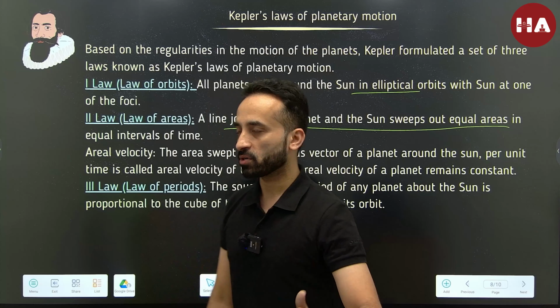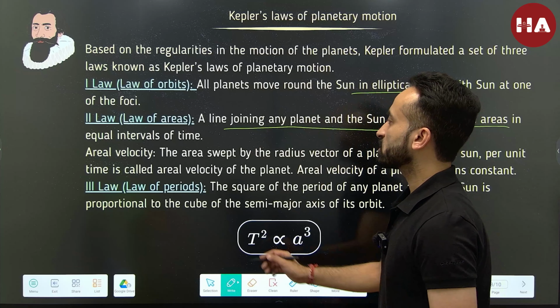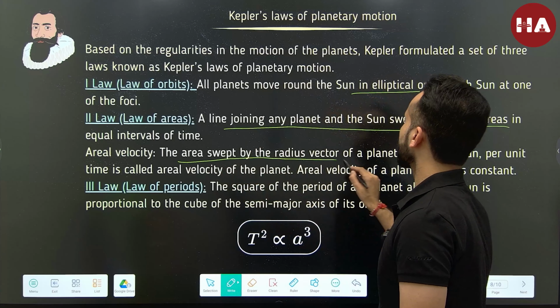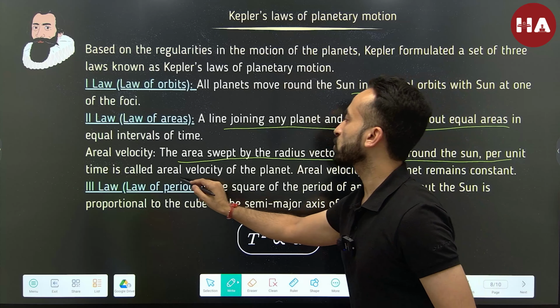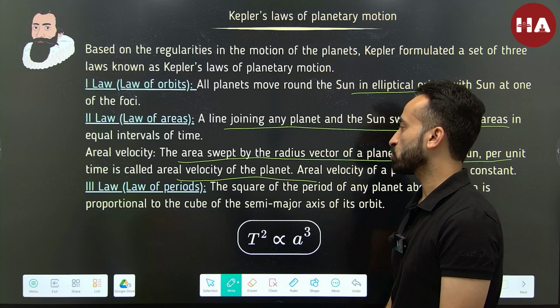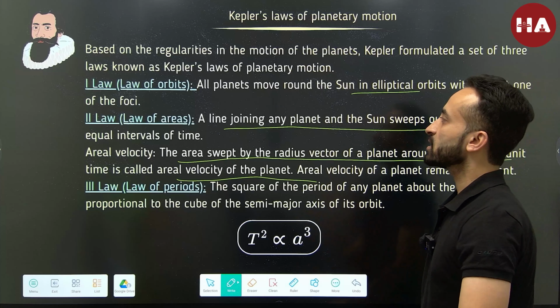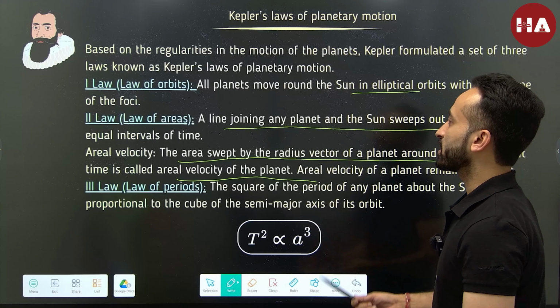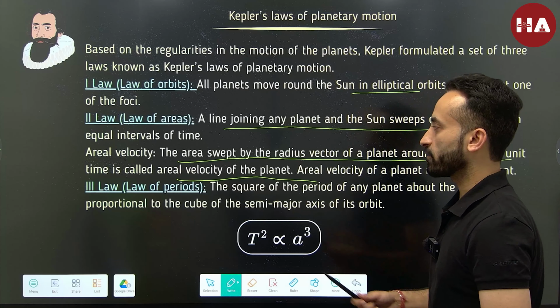So I will talk about it, don't worry. And that is also called the areal velocity. The area swept by the radius vector per unit time is called the areal velocity. Don't worry, in the next slide we are going to talk about it in detail. Right now I'm just taking the names and the definitions of the laws.